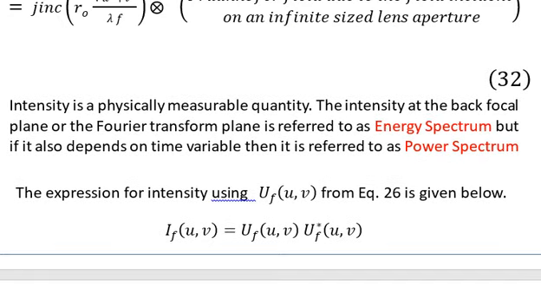So in equation number 32 we have calculated the field, but you know that the intensity is a physically measurable quantity. The intensity at the back focal plane or the Fourier plane is referred to as the energy spectrum, but if it also depends upon the time variable, it will be referred to as the power spectrum. The expression for the intensity using UF of U comma V from equation number 20c is given below. So we have written, you know, that the intensity expression is equal to UF multiplied by its complex conjugate.